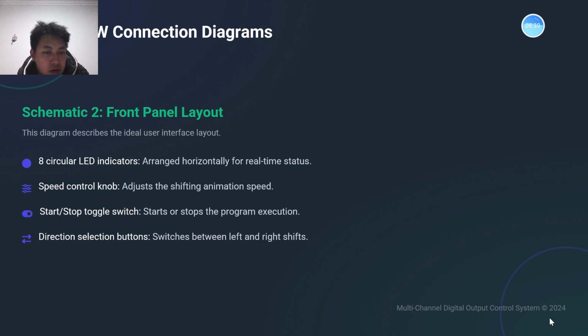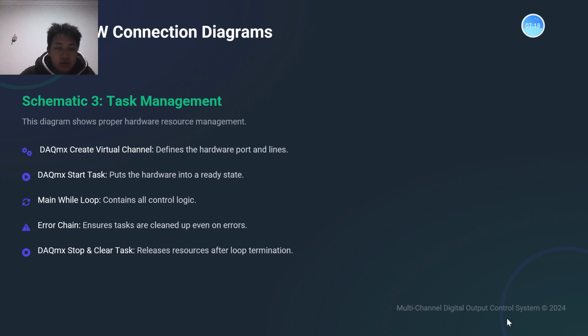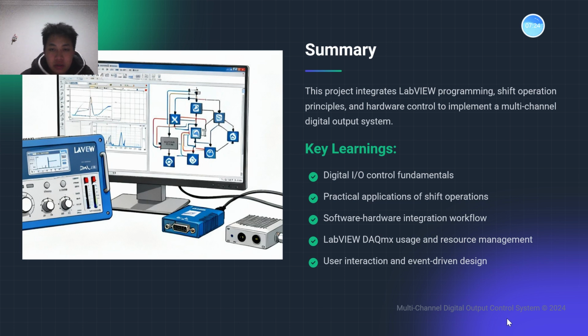Schematic 2 is the front panel layout. 8 circular LED indicators arranged horizontally for real-time status, and the speed control knob adjusts the shifting animation speed, and a start-stop toggle switch starts or stops the program execution, and the direction selector button switches between left and right shift. Then there is task management.